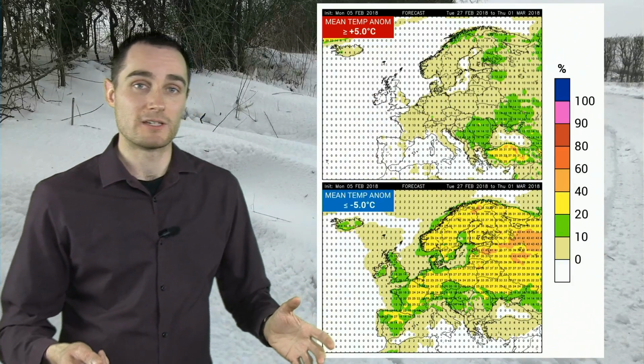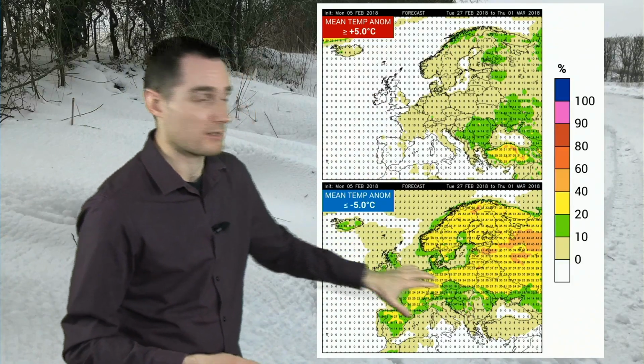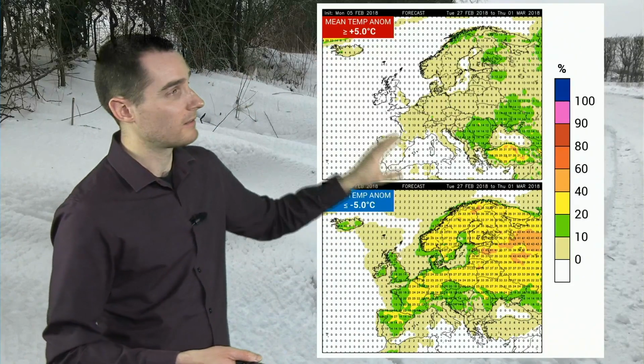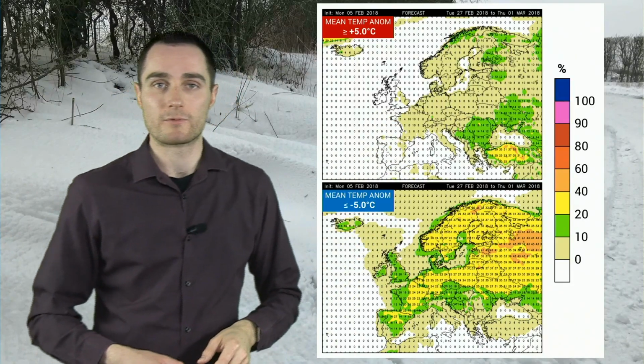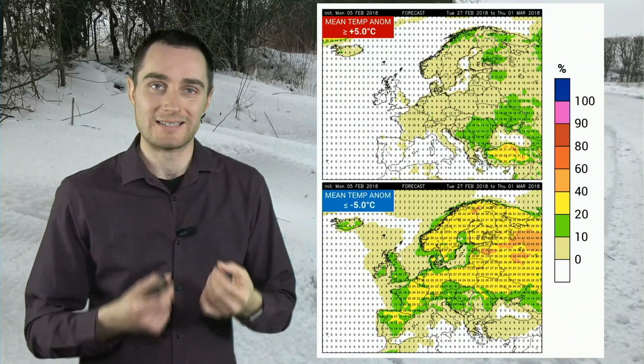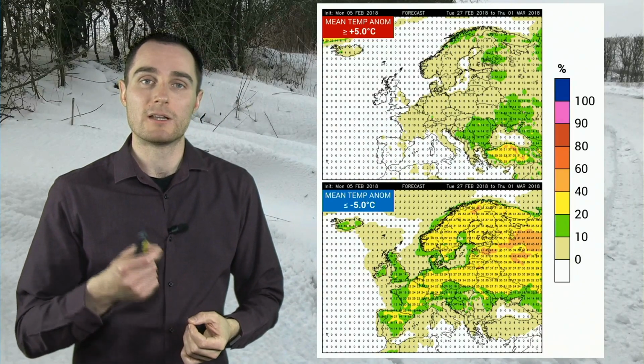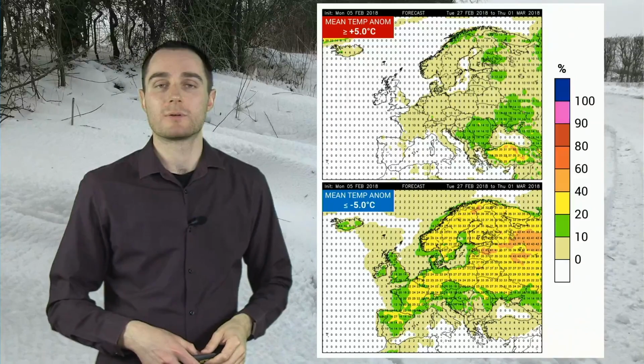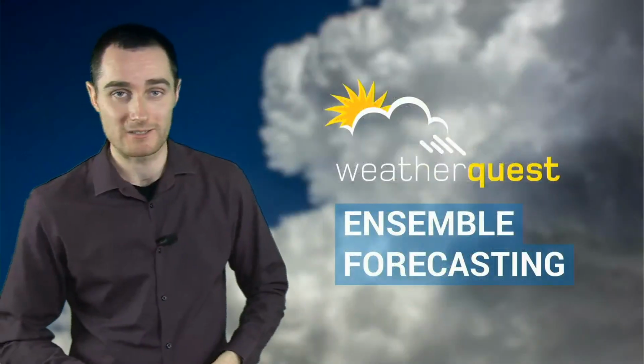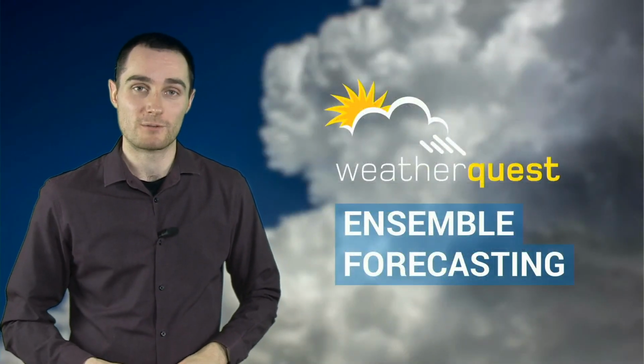And it's clear to see from these two graphics there was a much stronger signal for significant cold than there was for significant warmth. So as I stress, it's not going to give you exact values this far in advance, but it's very useful for highlighting periods of weather that could be risky to your business. That's the true power of ensemble forecasting.